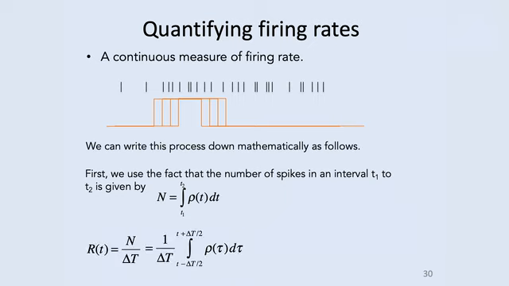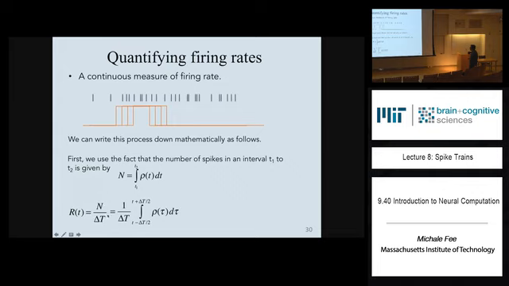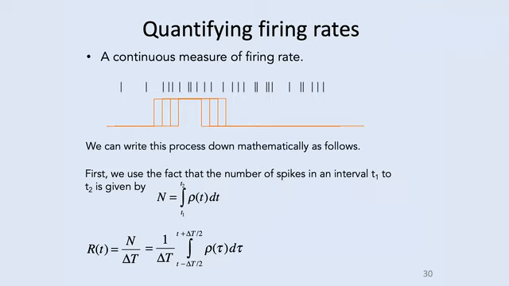So, for example, in this case, we're going to use a square window. The firing rate is just going to be given by the number of spikes divided by the width of the window, and that's just 1 over delta t times the integral from t minus delta t over 2 to t plus delta t over 2, sliding that gradually over the spike train. So we're effectively convolving our spike train with this rectangular kernel. Okay, and that's what it looks like mathematically. The firing rate is the convolution of the spike train with this smoothing kernel.